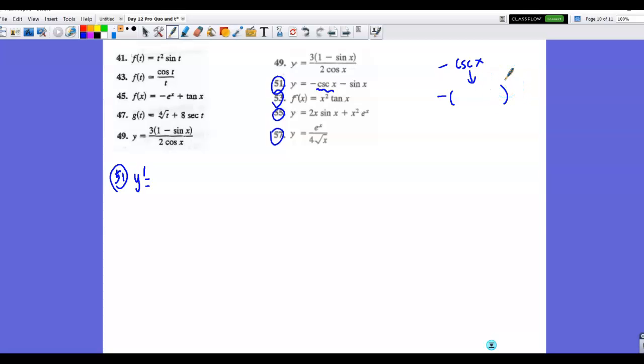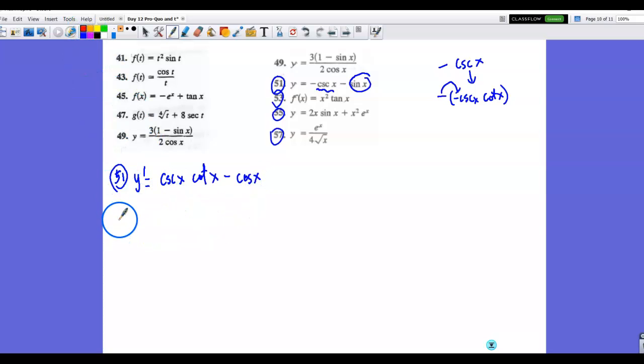Remember, the derivative of all cofunctions are negative. So the derivative of cosecant of x is negative cosecant x cotangent x, so multiplied by the negative that was already there from the problem makes that positive cosecant x cotangent x. And you've got to memorize those things. And then the second term, the derivative of sine is cosine, so we get minus cosine of x.